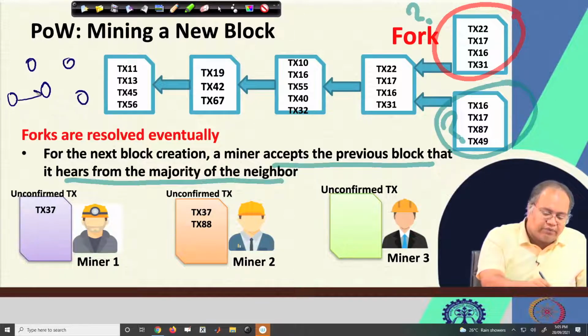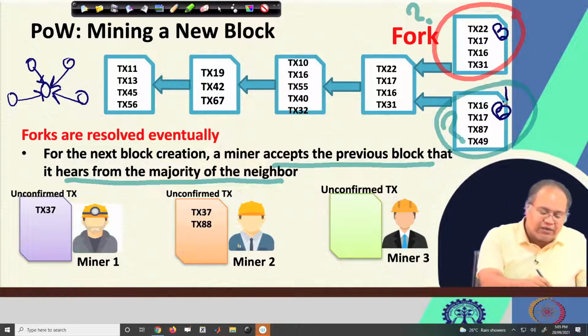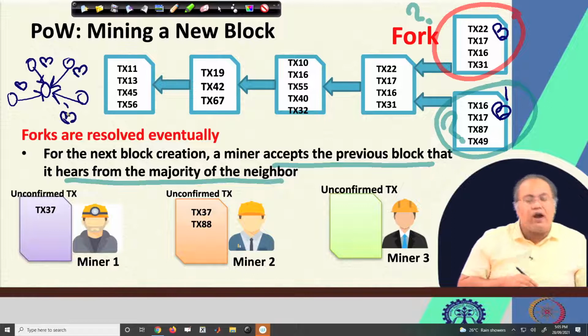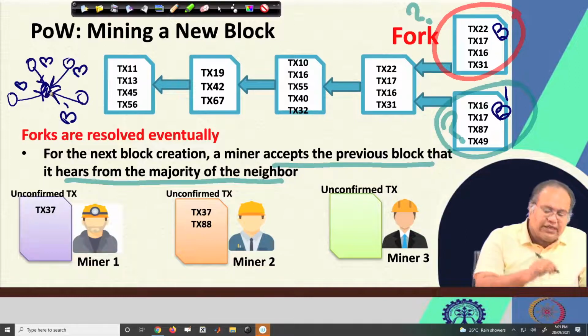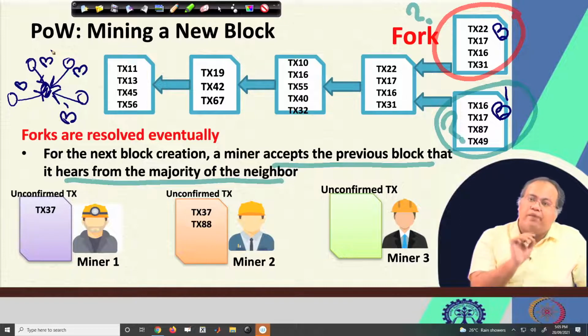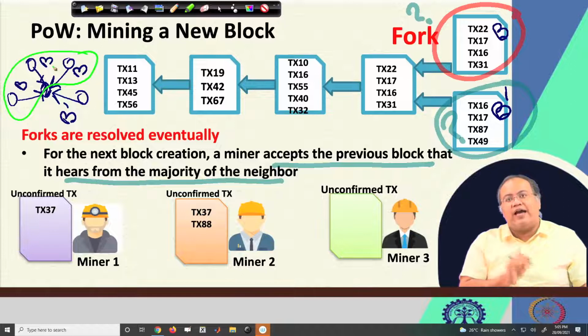So, it is actually hearing the blocks from its peers. Now, among 4 of these neighbors, I am naming this block as B and B prime. It has heard B from 3 of its peers and B prime from 1 of its peers. In that case, this miner at the center will accept the block which it has heard from the majority of the peers. Here it has heard block B from the majority of these peers, so it will accept block B as the next block.